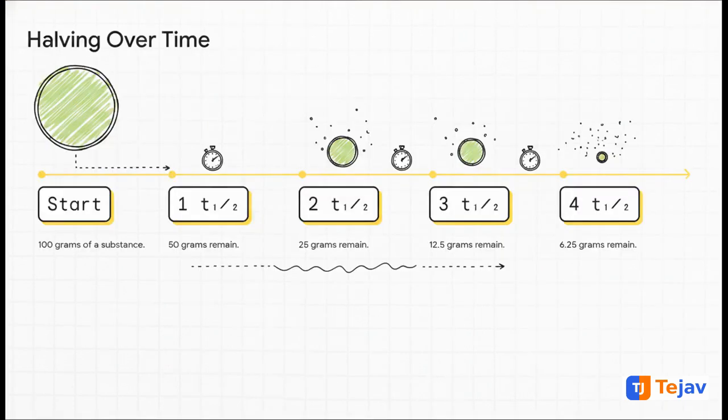Let's visualize this over time. Say we start with exactly 100 grams of a substance. We hit the timer. After exactly one half-life passes, we are left with 50 grams. Hit the timer again. After a second half-life, which is the exact same amount of time as the first, that 50 grams drops to 25 grams. Third half-life, 12.5 grams. Fourth, 6.25. Do you see the pattern? Every single time that equal interval passes, you lose exactly half of what you had.